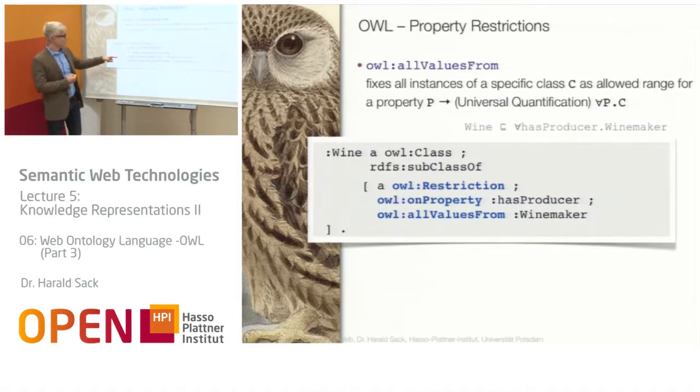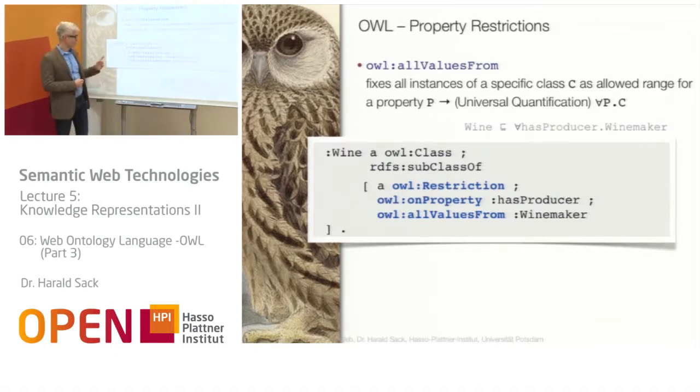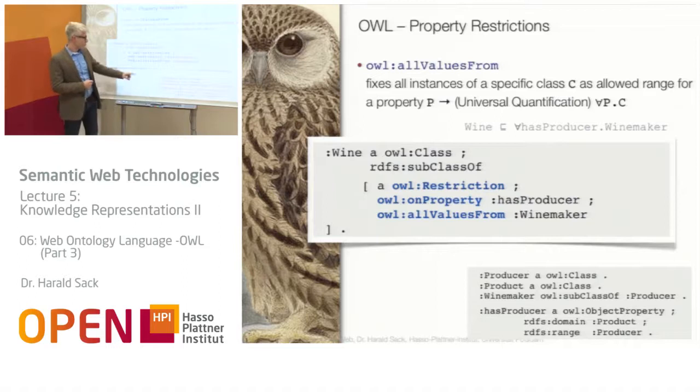Okay, and you define this in OWL in the following way. You say wine is a class, and this is a subclass of, and now again, we define a restriction on a property. So this empty node is of type OWL restriction, and this OWL restriction is on the property has producer, and of course, all values in the range of that producer are restricted to this class, and this is the class called winemaker. So therefore, we have here the producer, we have product, and we have winemaker, which are classes. And then we say a producer is an object property which has a product there and its producer on the other hand. So we have domain range descriptions here.